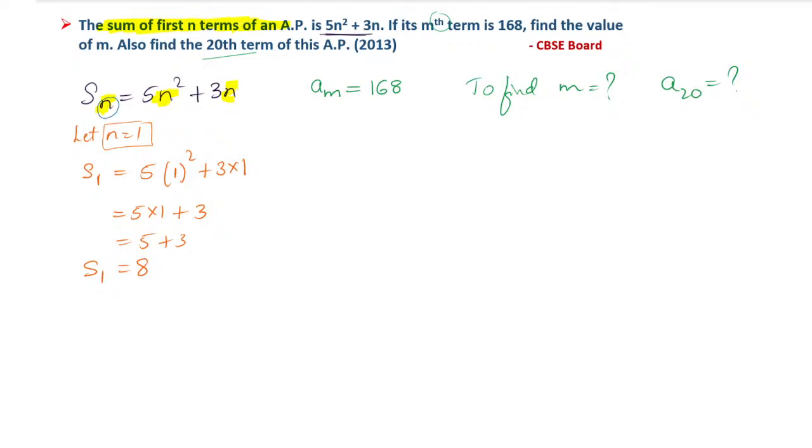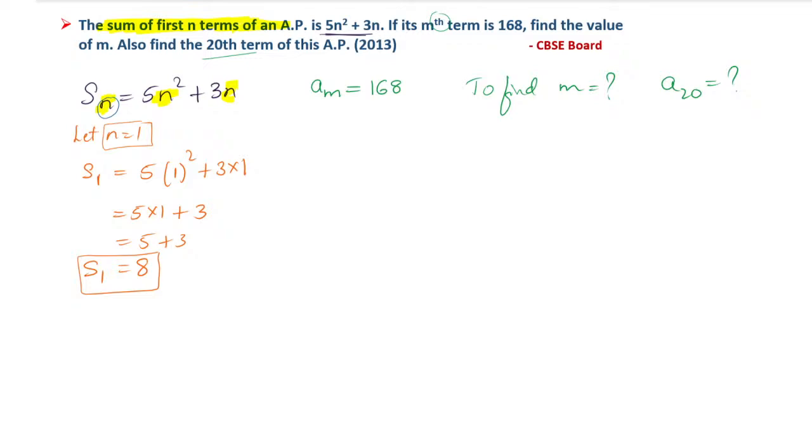So will you say what it means? You have taken the n value as 1 and you got the S1 value. What does this S1 refer to? It is useful for you. This S1 value is useful for you.